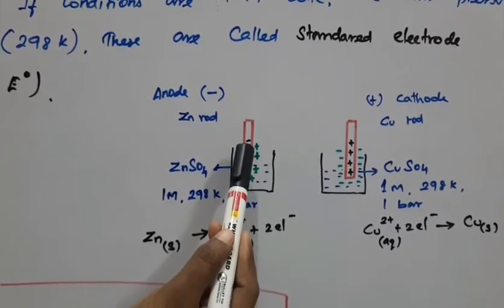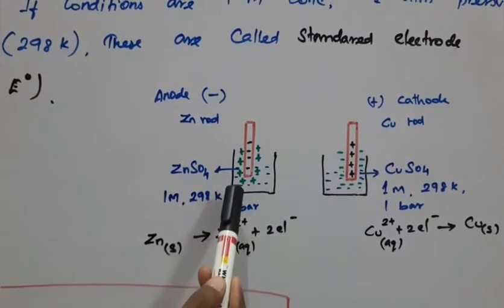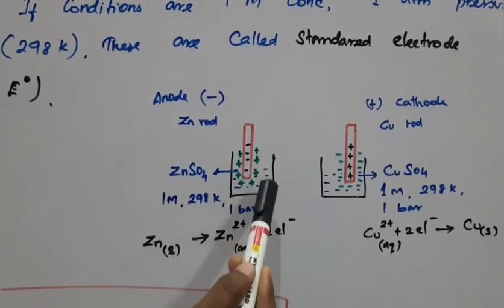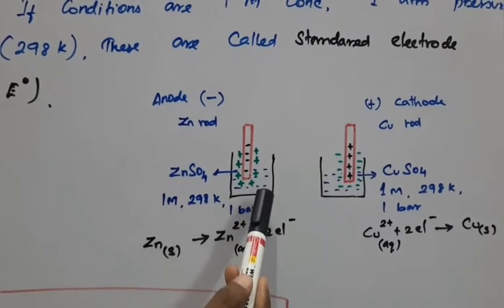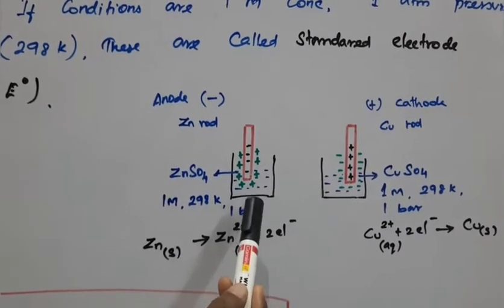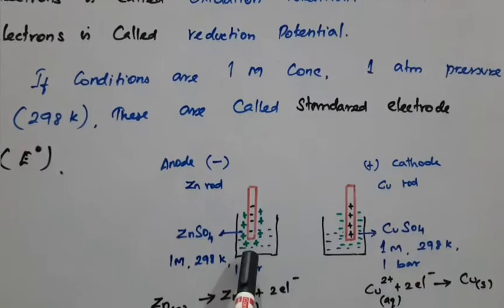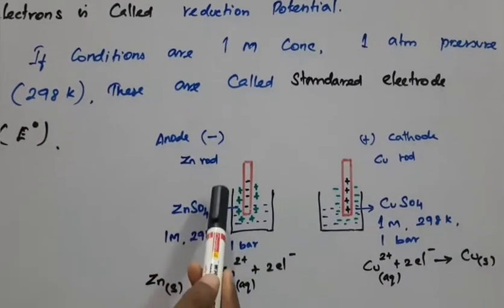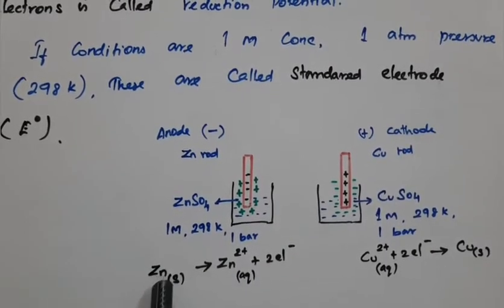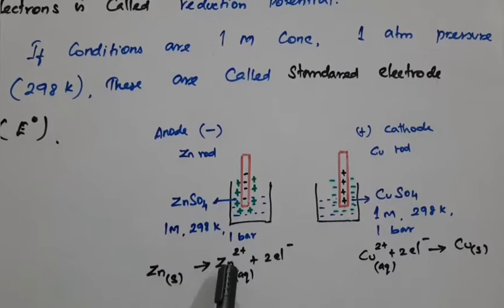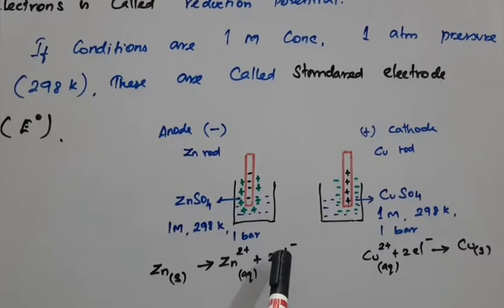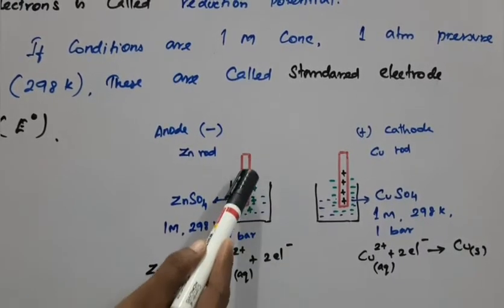The charge difference between the metal rod and the metal ions present in the solution creates a potential difference. That is called oxidation. Where oxidation occurs is the anodic cell; the anodic cell undergoes oxidation reactions. First of all, the solid zinc gets oxidized and dissolves as zinc 2 plus, losing 2 electrons. Those electrons are present here.